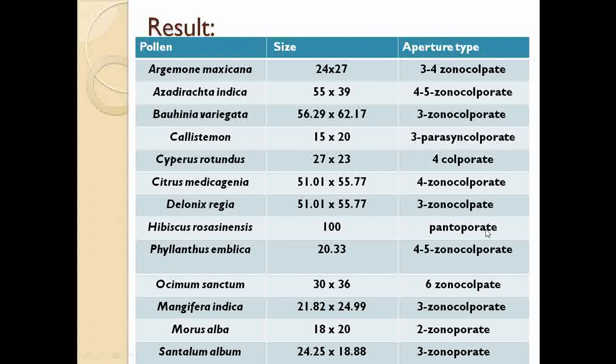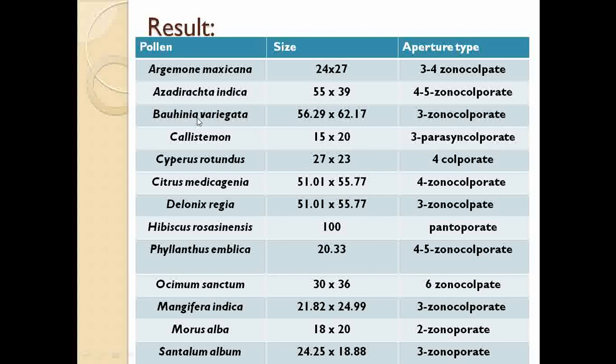In Hibiscus, it is pantoporate. In Phyllanthus emblica, it is 4 to 5 zonocolporate. In Ocimum, it is 6 zonocolporate. In Mangifera indica, it is 3 zonocolporate. In Morus alba, it is 2 zonoporate. In Santalum album, it is 3 zonoporate.